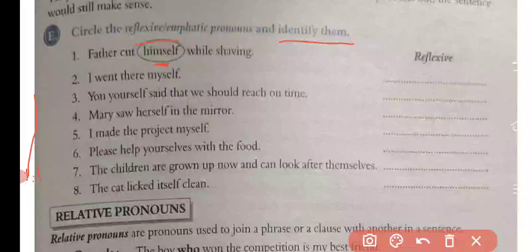Okay, so here, as I've told you, this is a reflexive pronoun. The father cut himself while shaving. If we remove the word himself, the sentence becomes: the father cut while shaving. Whom did he cut? The remaining sentence does not give the proper sense, so that's why it is reflexive. But if we remove the pronoun and the rest of the sentence gives the complete sense, then in that case it will be emphatic. So this we have to keep in mind.